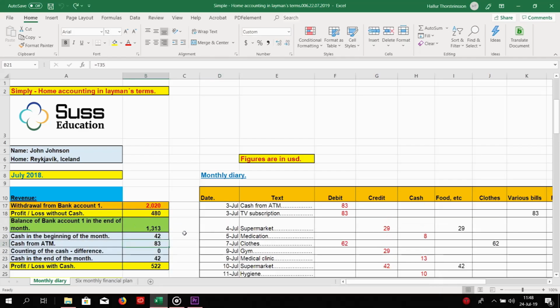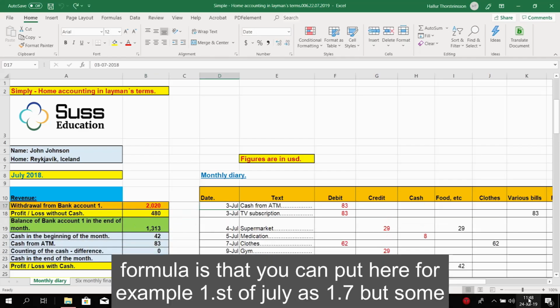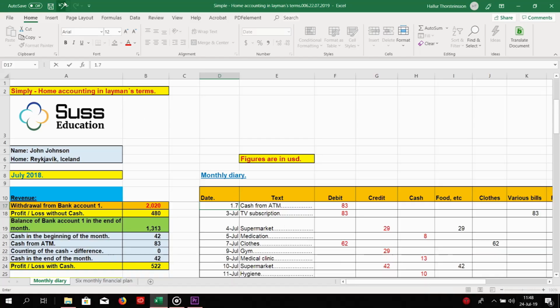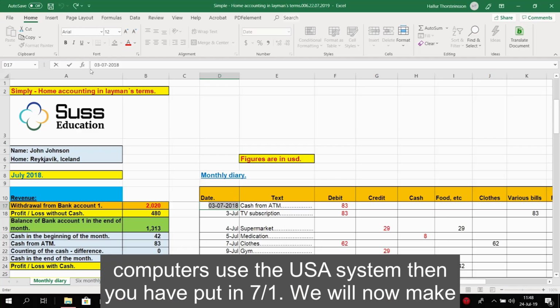In date, the format you can put here is, for example, 1st of July as 1.7. But some computers use the USA system, then you have to put in 7/1.